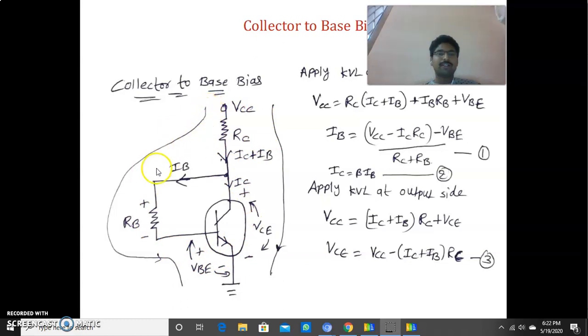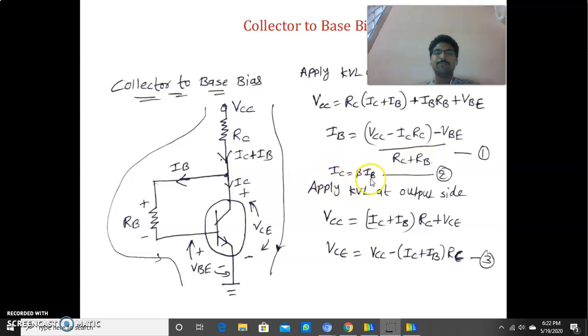Apply the KVL for the input side. Here VCC is the source. VCC is equal to, voltage is equal to current into resistance, so RC into IC plus IB is the current. So VCC is equal to RC into IC plus IB, plus IB RB plus VBE. From this, IB is equal to VCC minus IC RC minus VBE by RC plus RB.